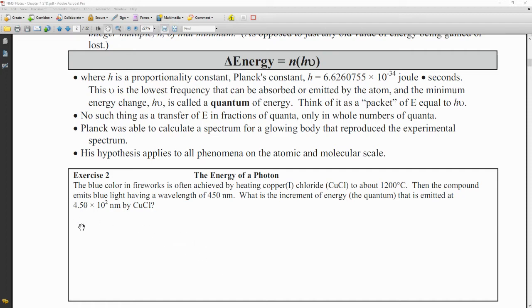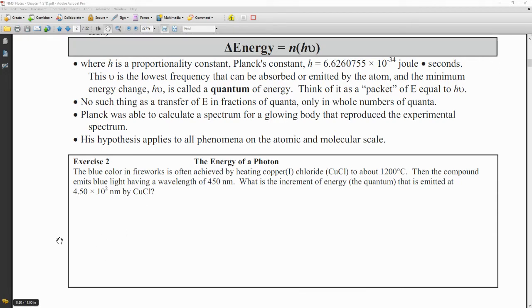And the energy of a photon then, again, you're giving it in nanometers for the wavelength here. So you're going to have to take your two formulas and do a little algebra to put them together, okay?